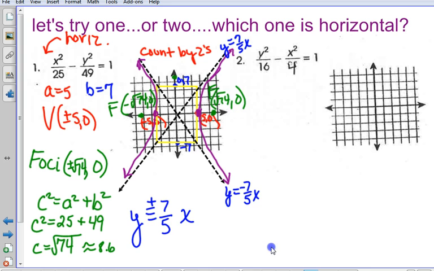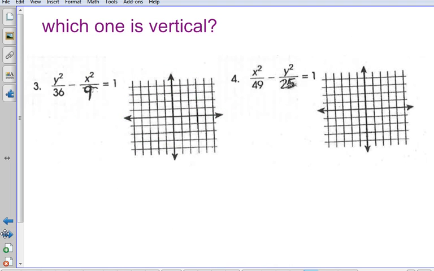Look at 2 and 3. I'm going to do one more with you. Can you pick one that would be vertical? Or 3 and 4? Sorry, 3 and 4. I just wanted a new slide so that I could have more room. Which one of these two is vertical? This one is vertical because the y squared comes first.